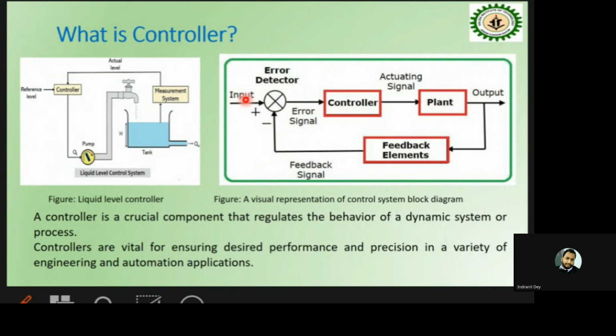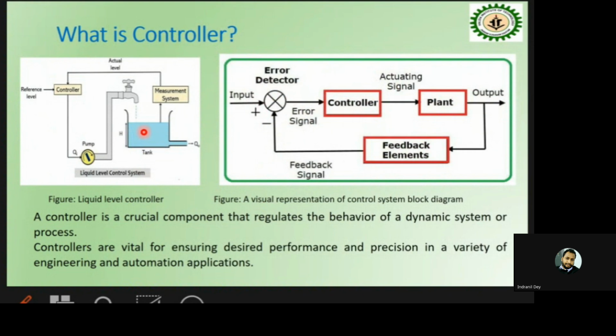So we can say here a controller is a very crucial component that regulates the behavior of the dynamic system or process. So let's say we have an example where a liquid level control system is explained here. See, this is a tank. This particular tank can have several variables.